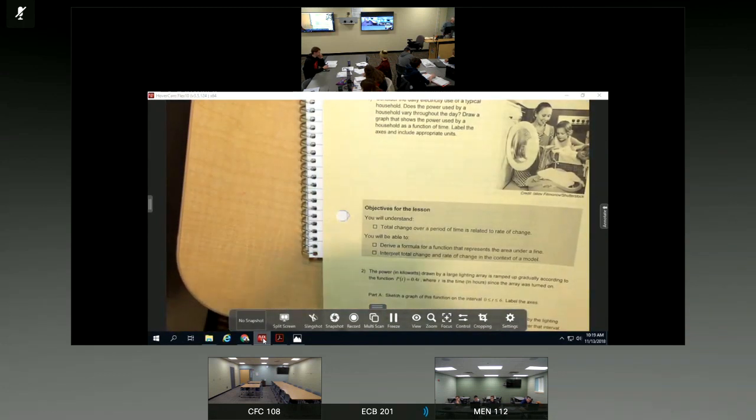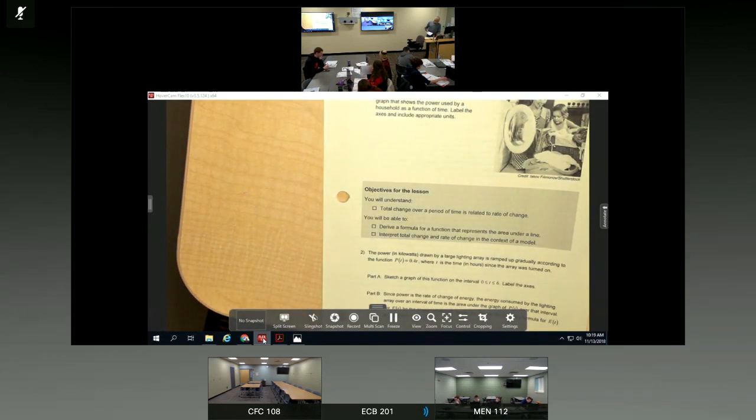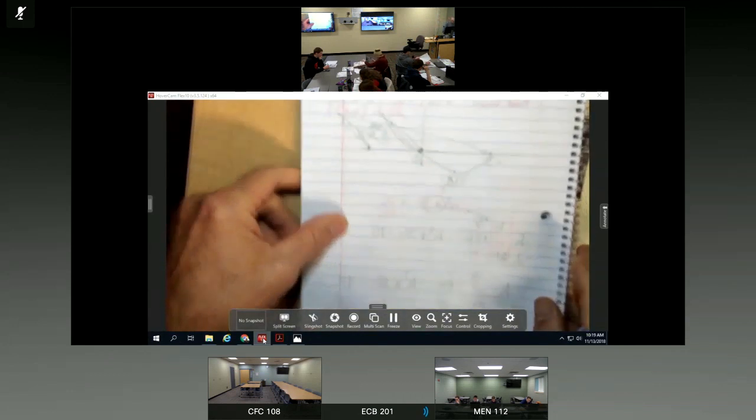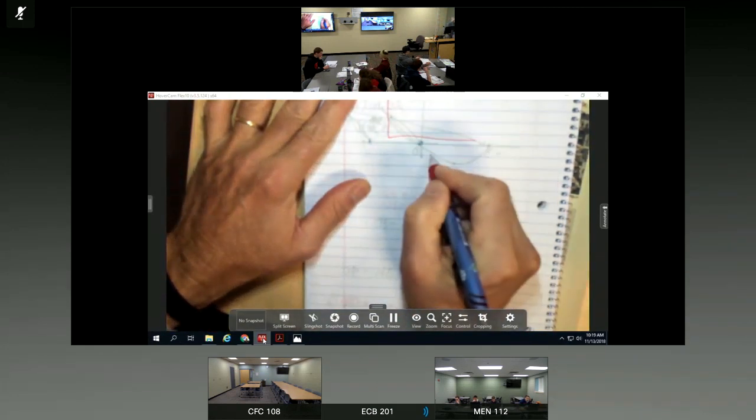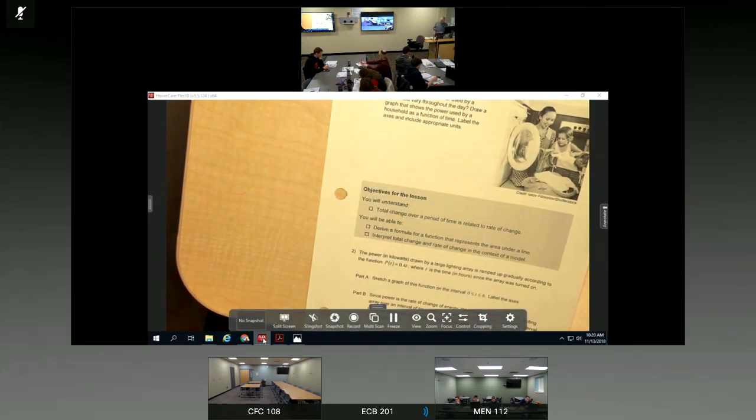Page 151. Consider the daily electrical use of a typical household. Does the power used vary throughout the day? It says sketch a graph of the power used by a household as a function of time. Make a graph for your house. I'll make a graph for my house. I'm going to start with 0 is midnight and 24 is the next midnight. So then 12 would be noon. Depends on the day because we don't do the same stuff every day at my house.